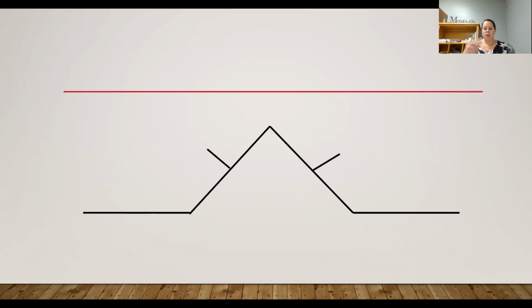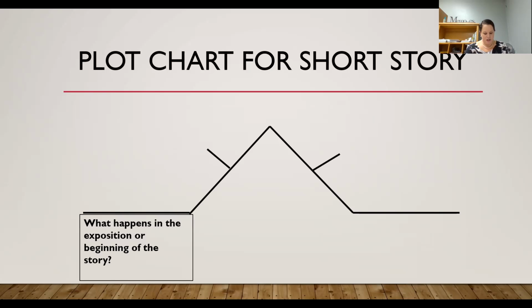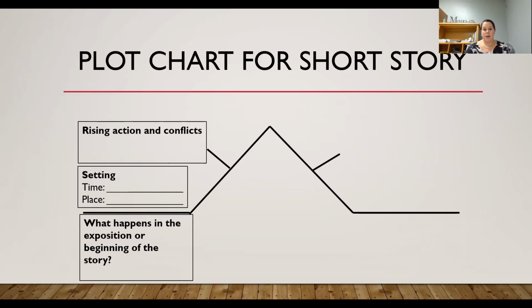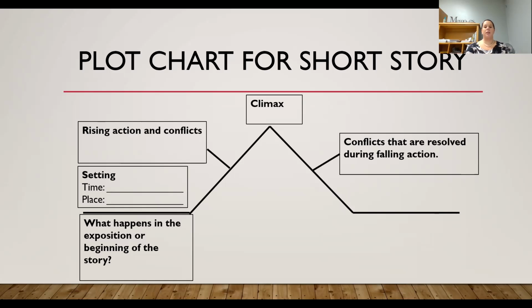So, you have your typical plot outline. You have your exposition. This is what happens at the beginning of the story. You have your setting. That's going to be your time and your place. You have your rising actions and conflicts. That's the main events that happen before the climax. Then after the climax, you have the main things that happen called the falling action. And after the falling action, you've got your resolution. How does the story end? Happily ever after? Do we have a cliffhanger to get to a sequel? Okay? So that will cover your plot.